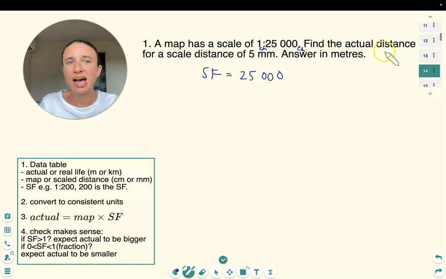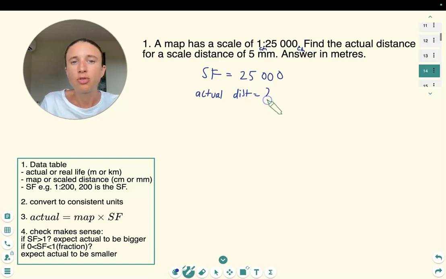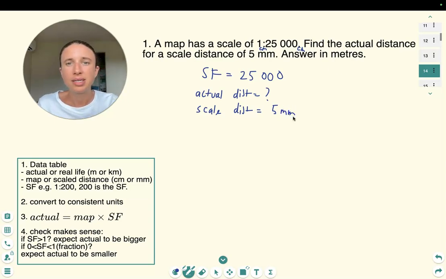Then it says find the actual distance. So that's my unknown. For a scale distance of 5 millimeters. A scale distance equals 5 millimeters.